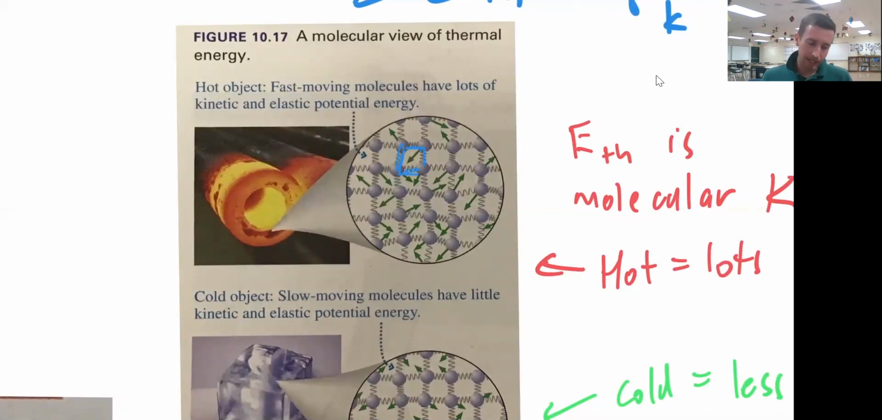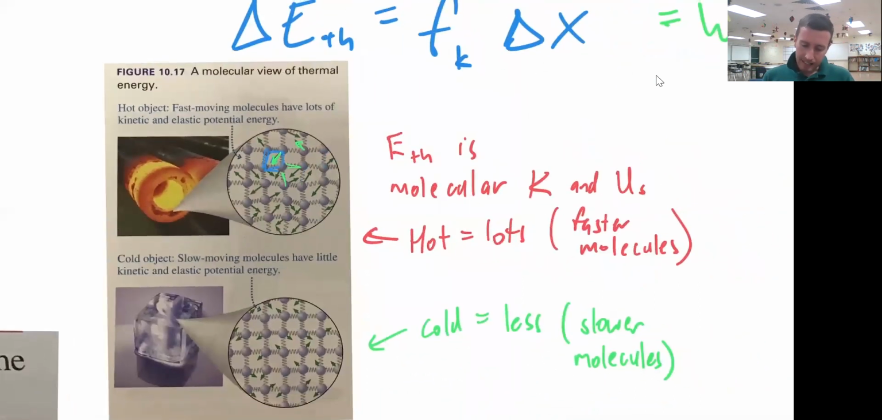So I have both the kinetic energy, which is these green arrows, that's getting big, and the spring potential energy of the bonds, which is a weird way of thinking of bonds, but you could think of bonds between atoms as having spring potential energy holding them in place. Those spring potential energies are also compressing and expanding. So if something's really hot and its molecules move faster, it has more kinetic energy and more spring potential energy at the molecular level. Hot objects have lots of thermal energy, kinetic and spring, because they have faster molecules.